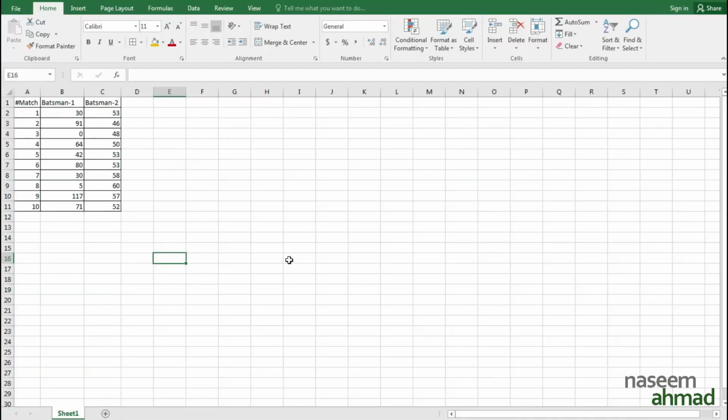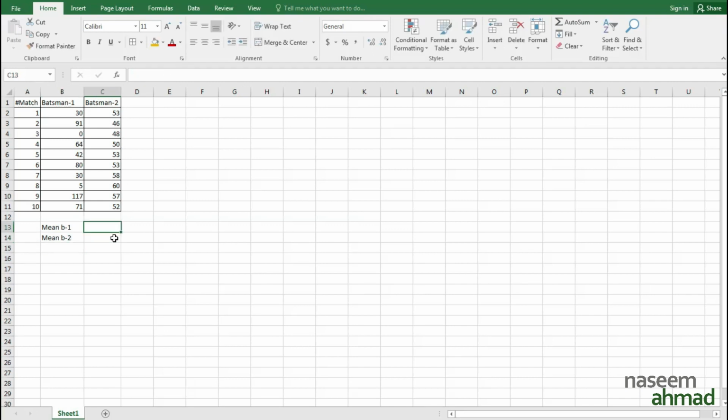As we already explained, we need to analyze the data in this Excel sheet and create some graphs, and by these graphs we will get to know the behavior of these data sets, right? Let's calculate mean and median. So the mean of batsman 1, meaning batsman A, and the mean of batsman 2, right?